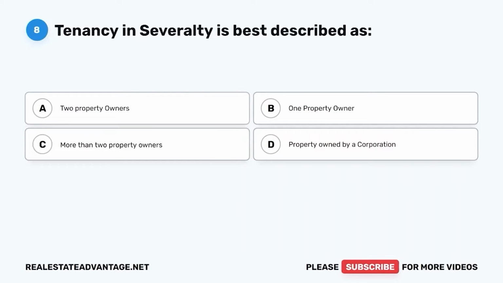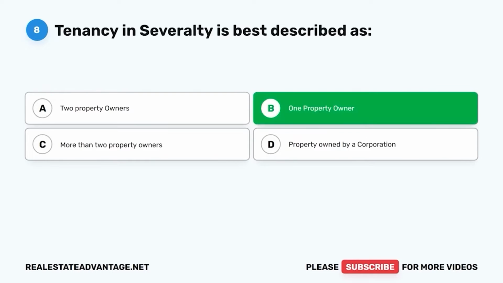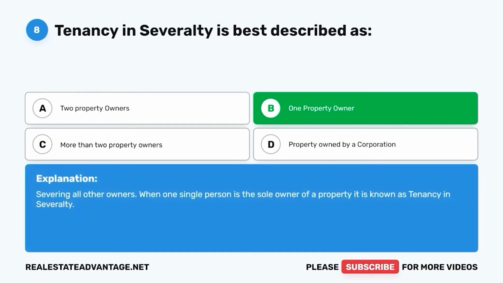Question 8. Tenancy in severalty is best described as: A. 2 property owners. B. 1 property owner. C. More than 2 property owners. D. Property owned by a corporation. The correct answer is B. 1 property owner, severing all other owners. When one single person is the sole owner of a property, it is known as tenancy in severalty.